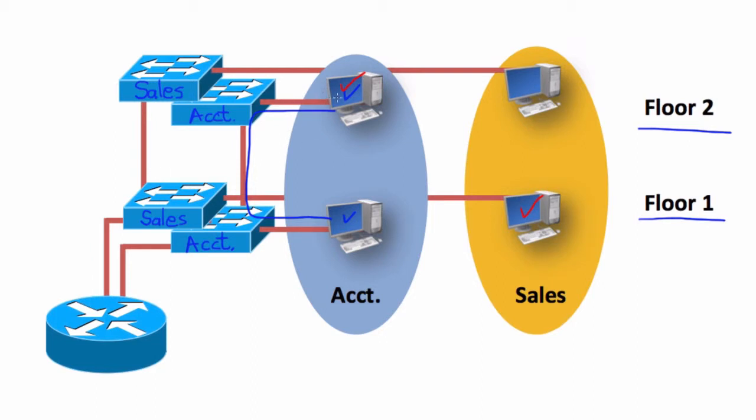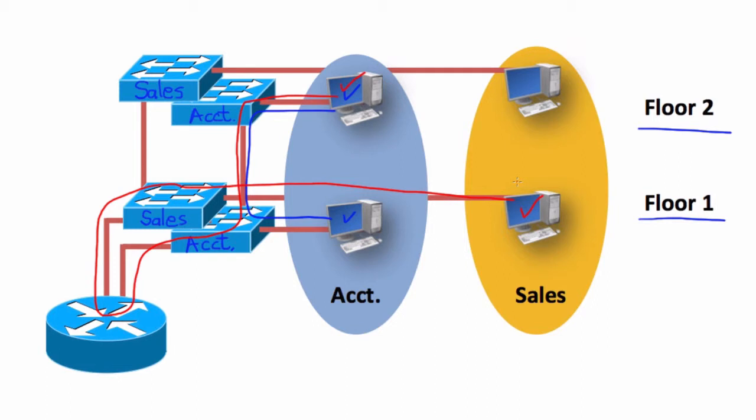If I wanted to talk between this accounting computer and this sales computer, what would happen? Well, I would go into my accounting switch, through the first floor accounting switch, and out to the router because I'm having to route between these networks, between broadcast domains. Out of the router, I would come back up into the sales switch for the first floor, and we would go over to that first floor sales computer.